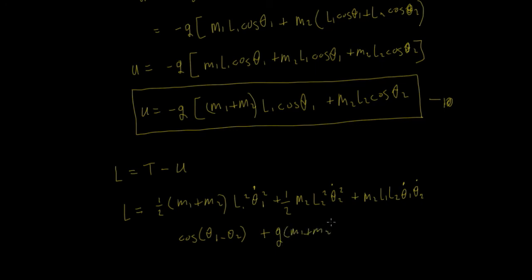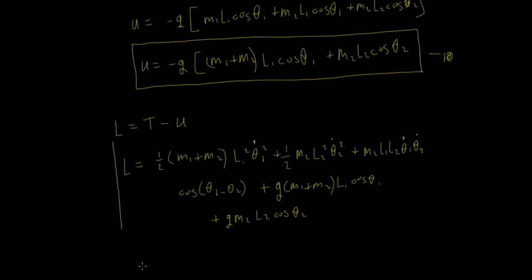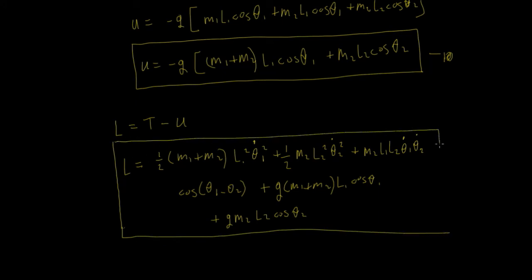(m1 plus m2) L1 cos theta 1 plus g m2 L2 cos of theta 2. Okay, so that there is the Lagrangian for the system. Put a bracket around that one there. Let's see, and we can call that number 11.